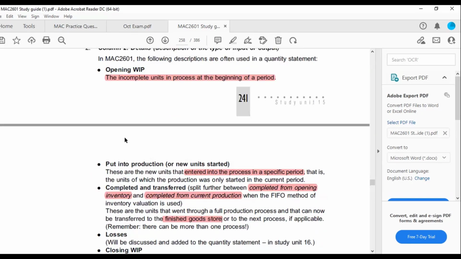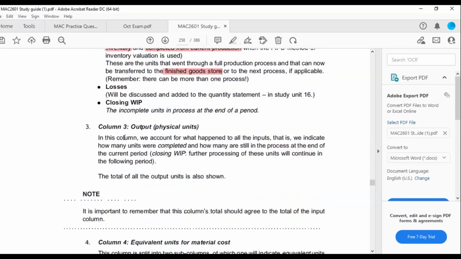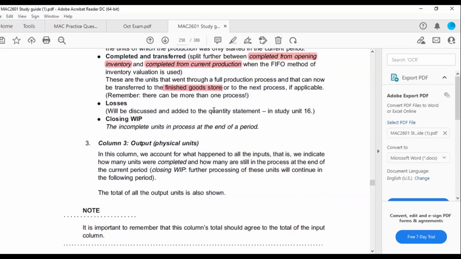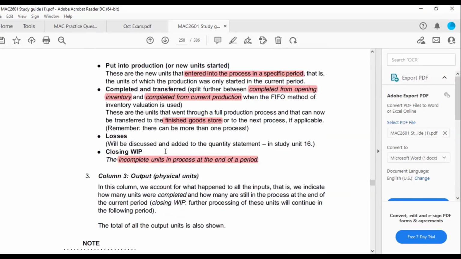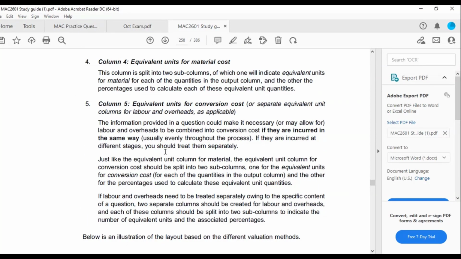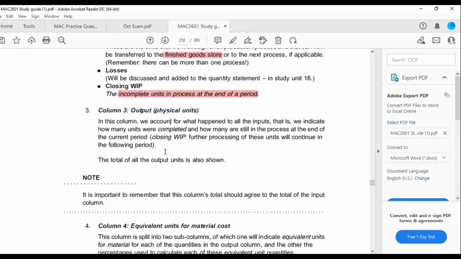Then losses, under column 2 details, you also put in losses, which will be discussed in unit 16. And your closing WIP, which is the incomplete units. So they're defining what each one is under details. And then once you come to output, this is where we indicate how many units are completed and how many are still in the process at the end of the period.